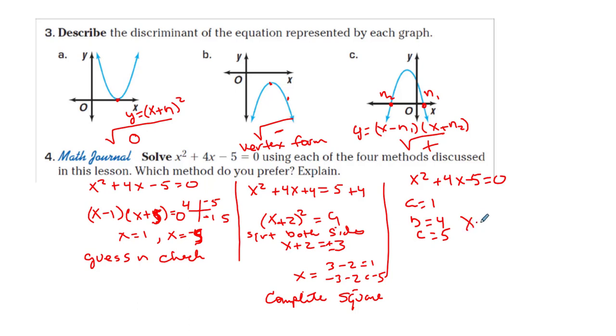And we have x is equal to minus b, minus 4, plus or minus the square root of b squared, which is 16, minus 4 times a, which is 1, times c, which is 5, all over 2a, all over 2. So that's what needs to be simplified. So inside the square root, inside the discriminant, we have 16 take away 20. Whoa, what's up with that?